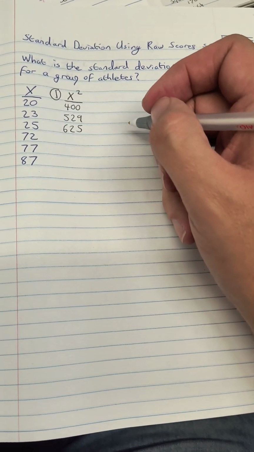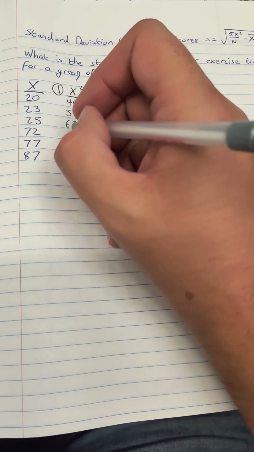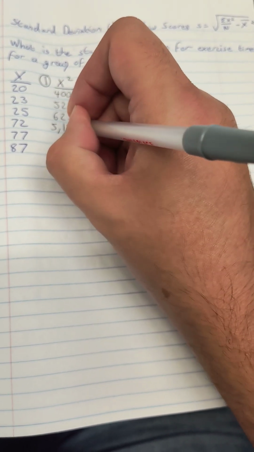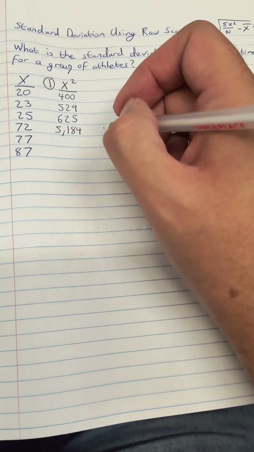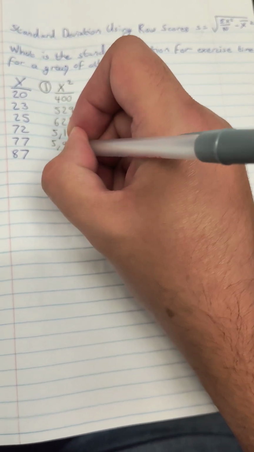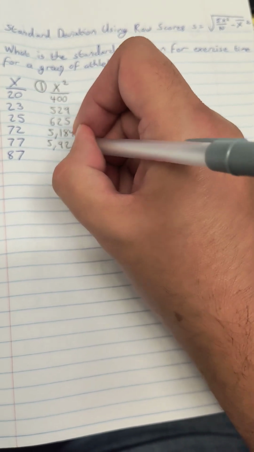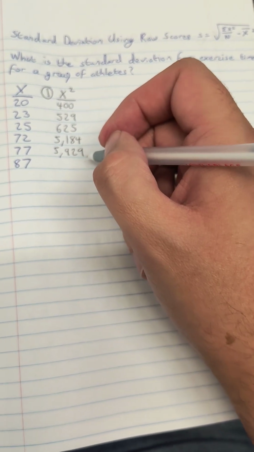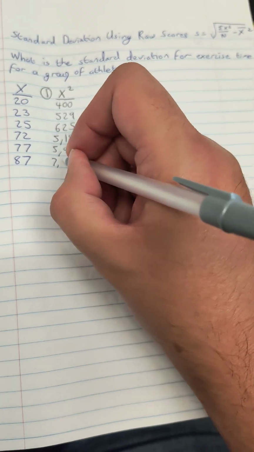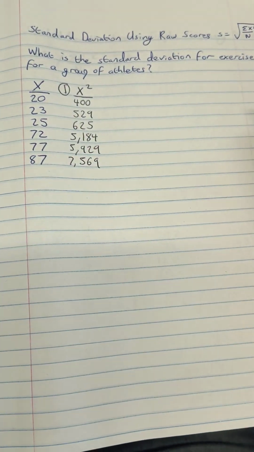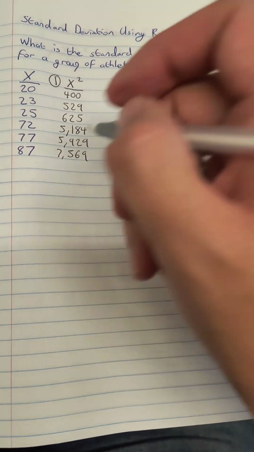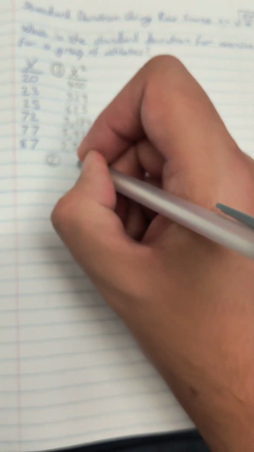625. 72 squared is 5,184. 77 squared is 5,929. And 87 squared is 7,569.